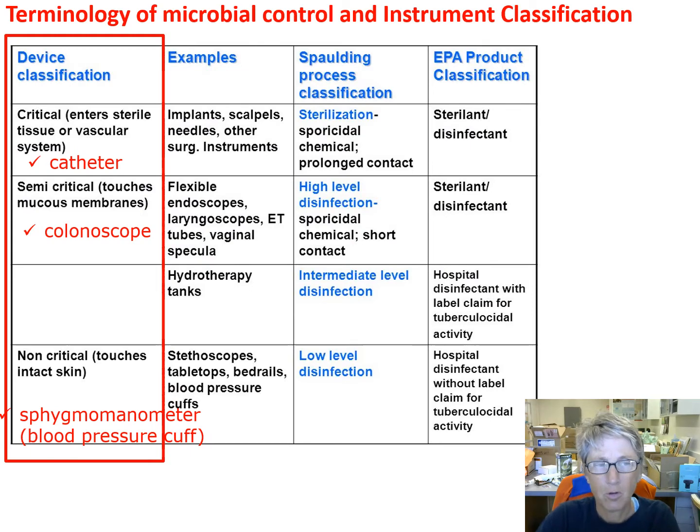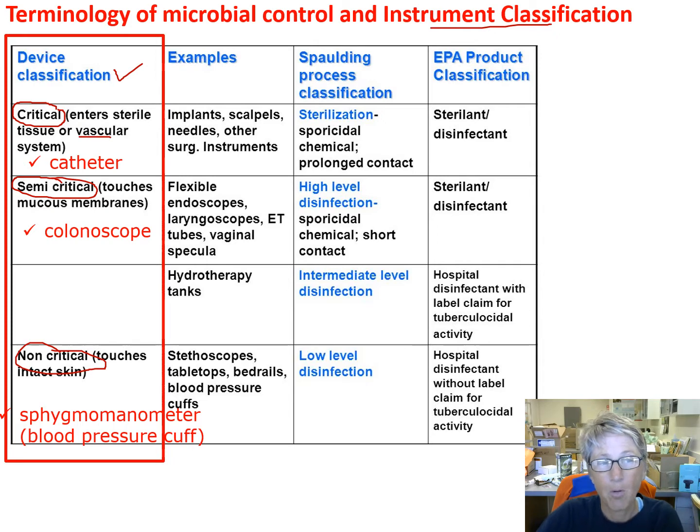So this is the terminology of microbial control and instrument classification. So here's the device classification. If you are a device used to control microbes, you could be a critical device, you could be a semi-critical device, or you could be a non-critical device. So a critical device would enter sterile tissue or the vascular system. All your organs are included as sterile tissue. And then your vascular system, that's just your blood vessels.